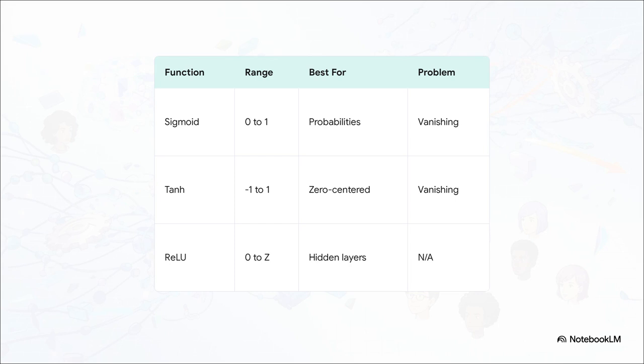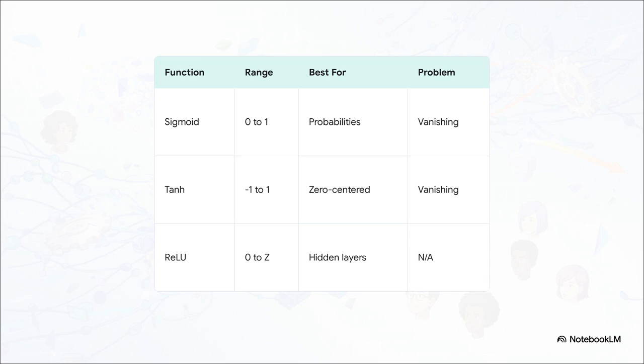It's awesome for outputting probabilities because it squashes numbers between 0 and 1. But there's a huge catch. If the input is really high or really low, the curve completely flattens out, the slope hits 0, your gradient vanishes, and the network just stops learning cold. Tanh has that exact same problem.